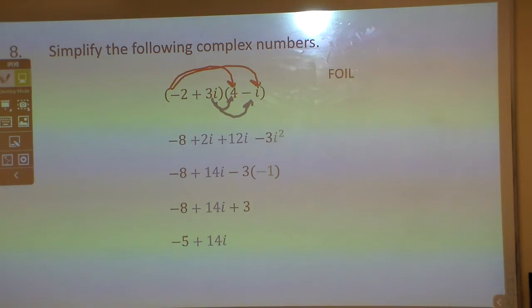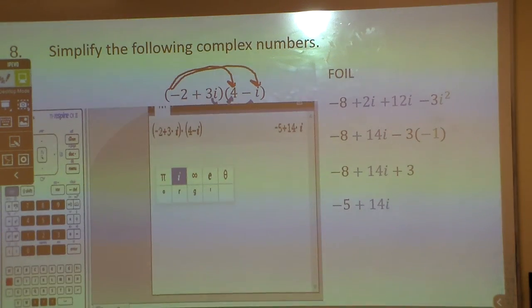14i. Or you can once again just go to your calculator and type it in. And you can see here, little pi button, little i, and you have your answer like that.